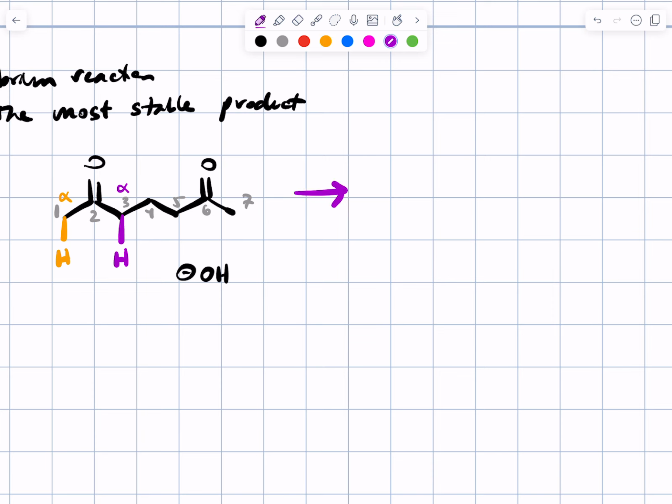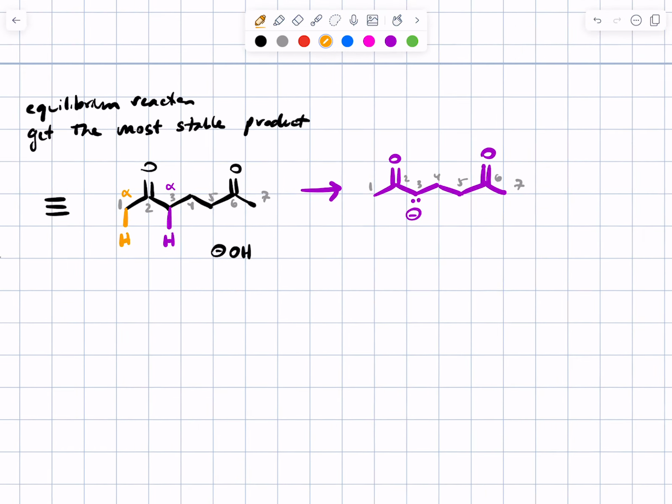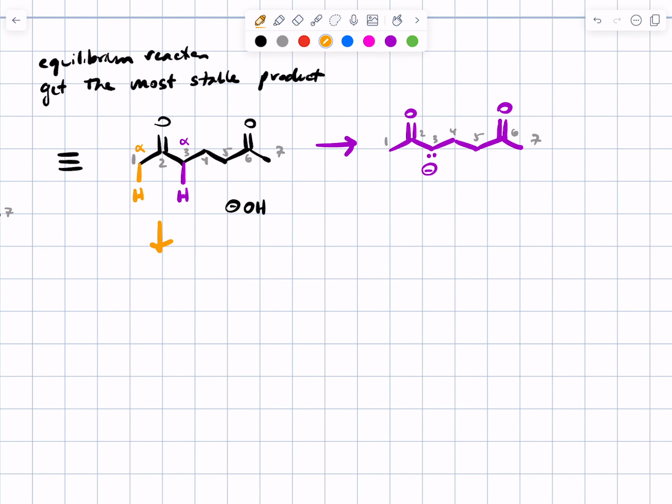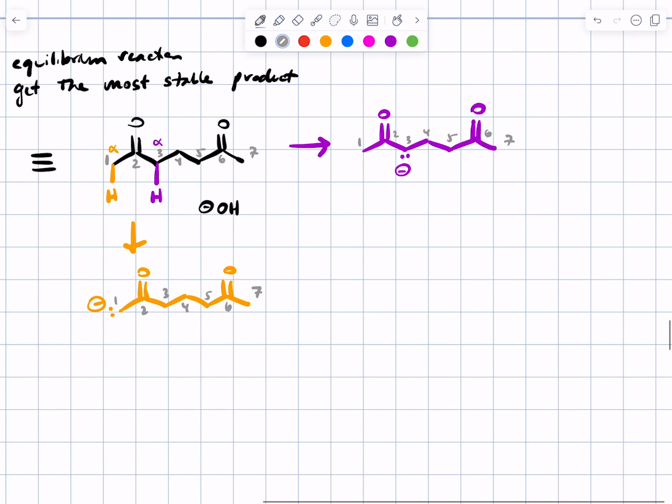So let's remove the purple alpha proton. That's going to give us the following enolate with a negative charge on the purple alpha carbon. I'm going to continue numbering the atoms in gray. And then here, if I were to remove the orange alpha proton, I'm going to make this enolate. Again, the numbers are going to be helpful to us, especially anytime you might make a 6-membered ring.